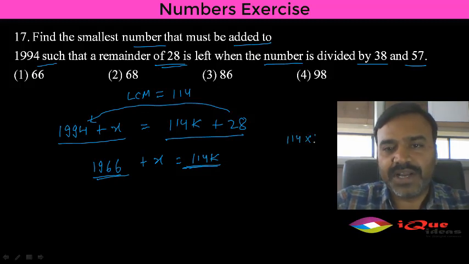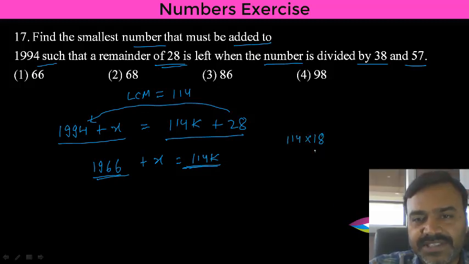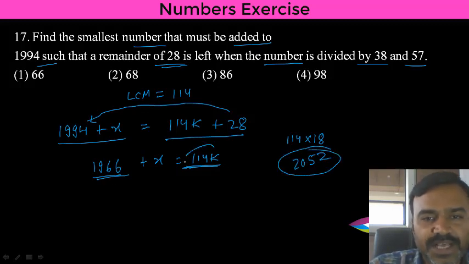Right. So 114 into 18. If you take that, what will happen? 18 times 4 is 72. Then 7. 18 ones are 18 and 7 is 25. So 5, 2 carry. 18 ones are 18 and 2 is 20, so 2052. Perfect. So in place of 114k, take a multiple of 114, that is 2052.